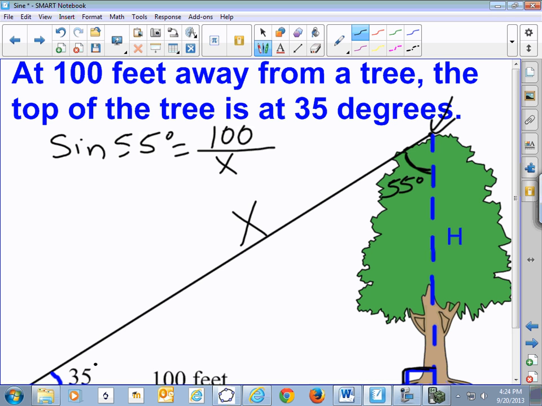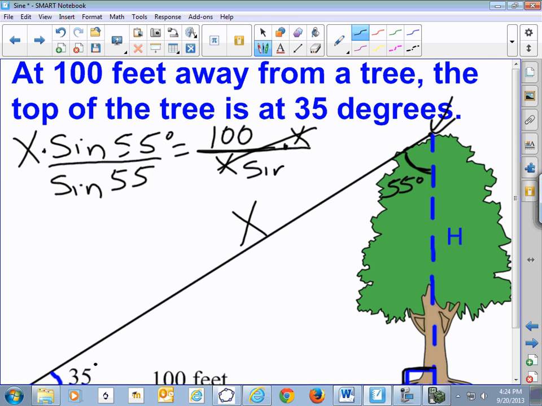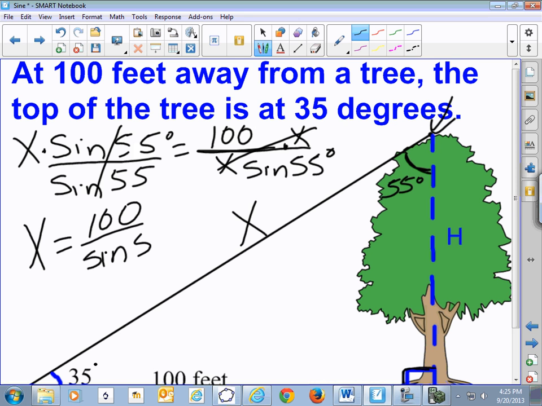Okay, so we can solve for x if we multiply both sides by x to get it out of the denominator, because x divided by x is 1. So x times the sine of 55 equals 100. Well, to get x all by itself, I divide by the sine of 55 degrees. So I also divide the right side by the sine of 55 degrees. So that says x, our hypotenuse, is equal to 100 divided by the sine of 55 degrees.